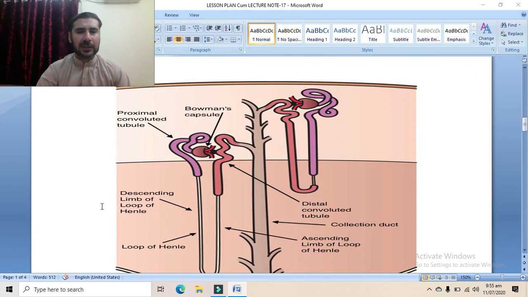So this is the diagrammatical representation. This is the tuft of capillaries inside here. This is basically the glomerulus. Now this is surrounded by this Bowman capsule, this cup-shaped structure. It is a double-walled structure. So collectively, the capillaries which are going inside forming the glomerulus and this cup-shaped structure around the glomerulus, both are known as the renal corpuscle.